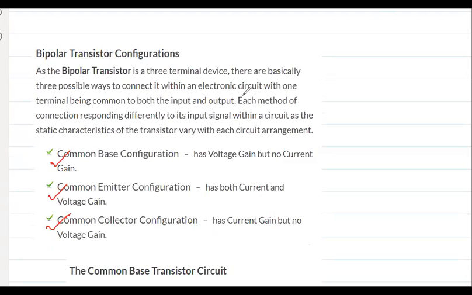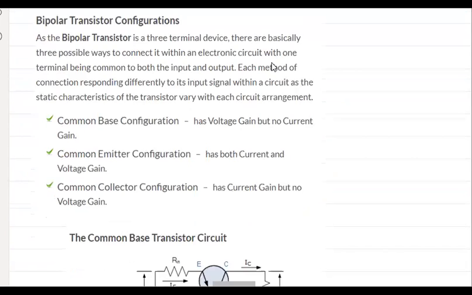Common base configuration has high voltage gain but no current gain. Common emitter configuration is the best, that's why we will be studying it, because it has both current gain and voltage gain. Common collector has current gain but no voltage gain. We won't be studying these two in our syllabus, but we should be able to identify the difference between these three.